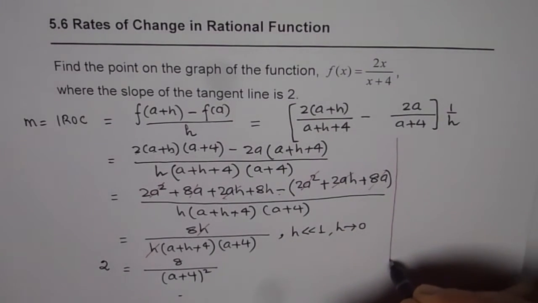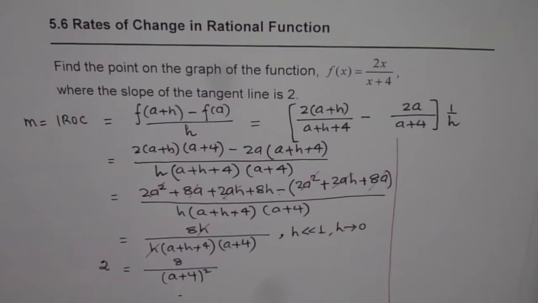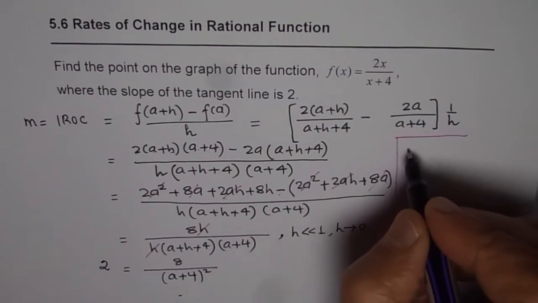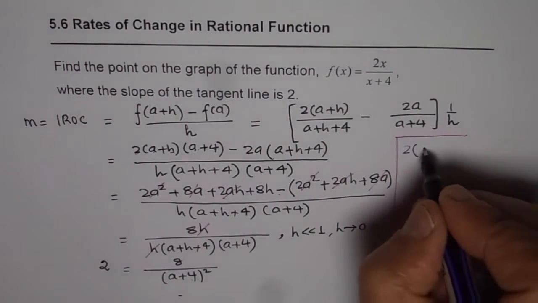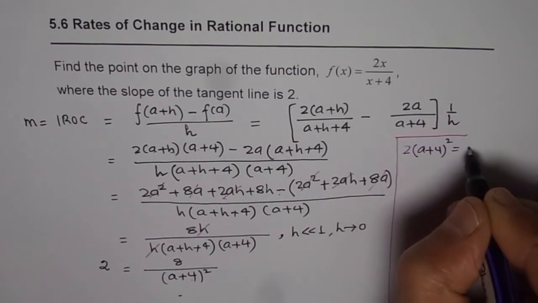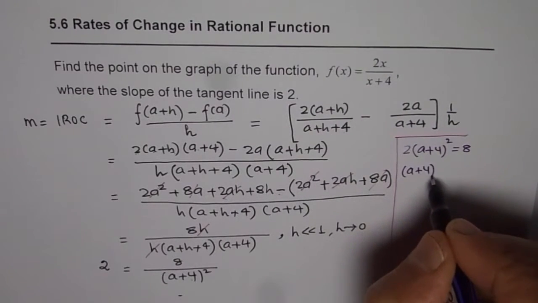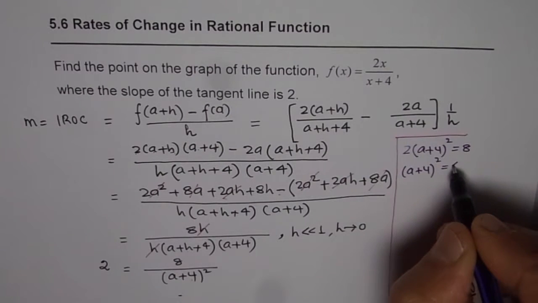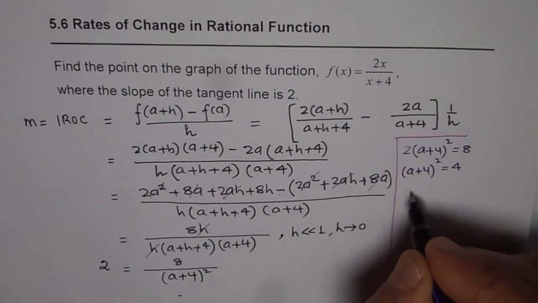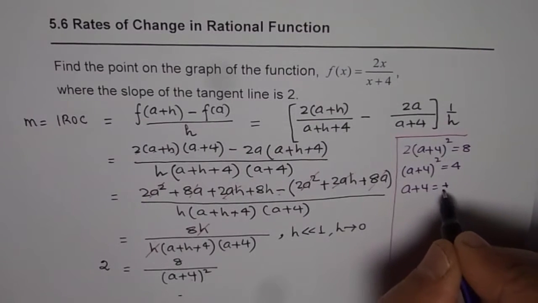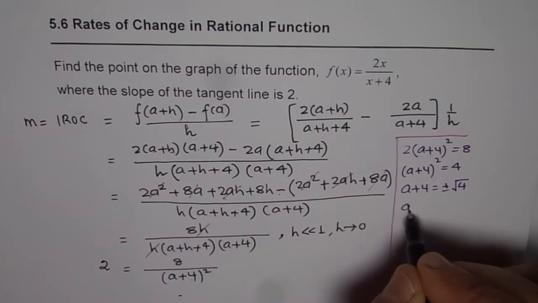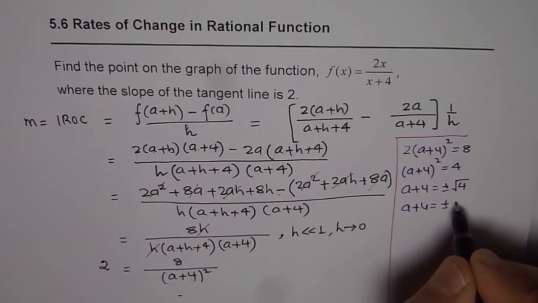Let me use this space now to solve. I'll change the ink also. So what we have here is, we'll cross multiply. So we say 2 times (a plus 4) whole squared is equal to 8, correct? Dividing by 2, we get (a plus 4) whole squared is equal to 8 divided by 2, which is 4. Now we'll do square root. That means a plus 4 equals plus or minus the square root of 4, which is 2.